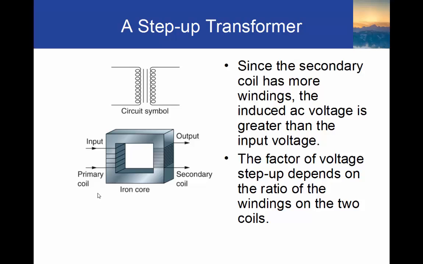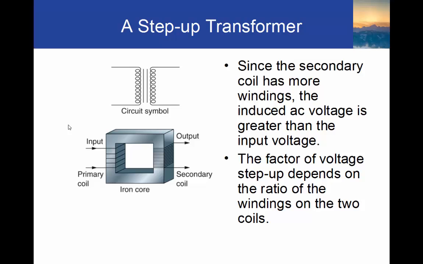If you also read the textbook, here I'm reading from section 8.5, the part under transformers. It says, because the secondary coil has more windings than the primary coil, the induced AC voltage is greater than the input voltage, and this type of transformer is called a step-up transformer.